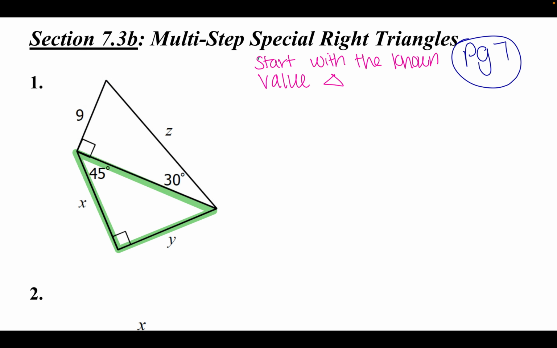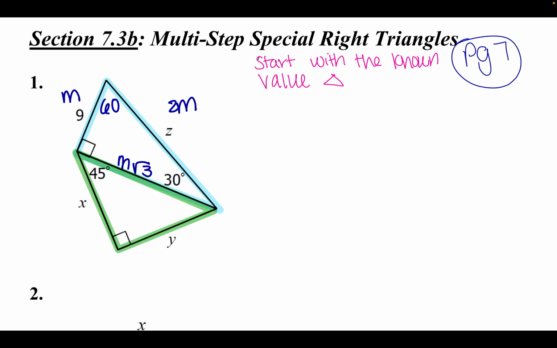So this is a 30, 60, 90 triangle. In a 30, 60, 90 triangle, we have m across from our 30 degrees, 2m across from the right angle, and then our final one is m square root of 3, which is across from your 60 degrees.